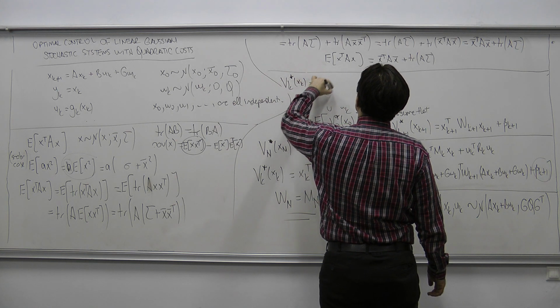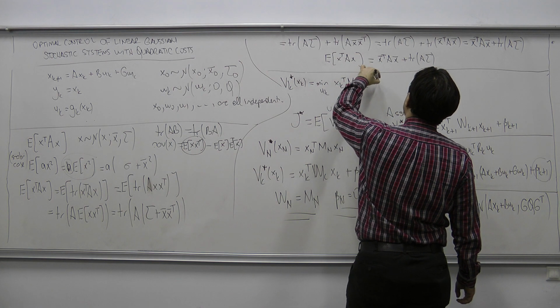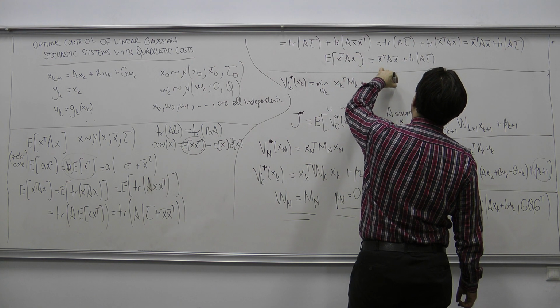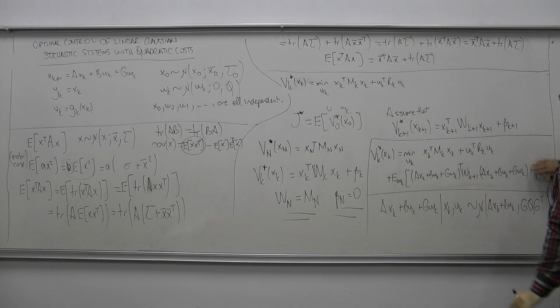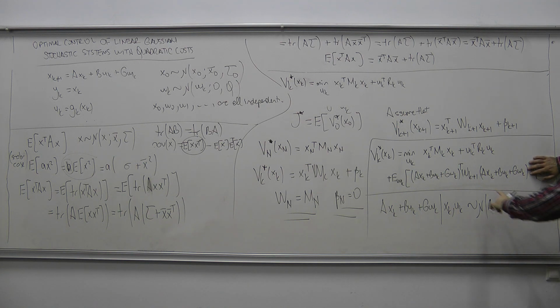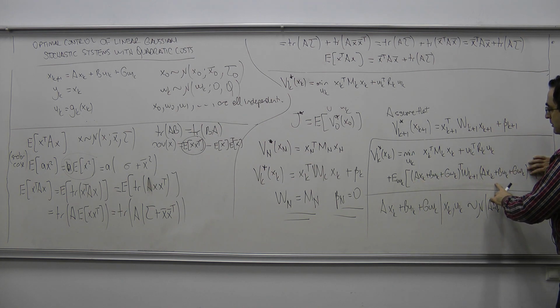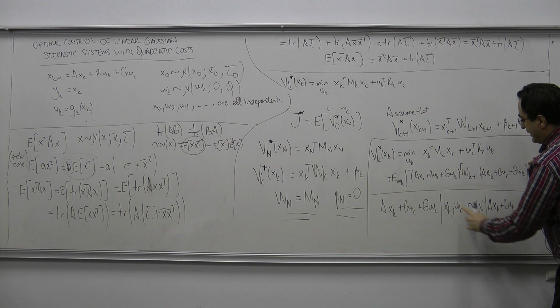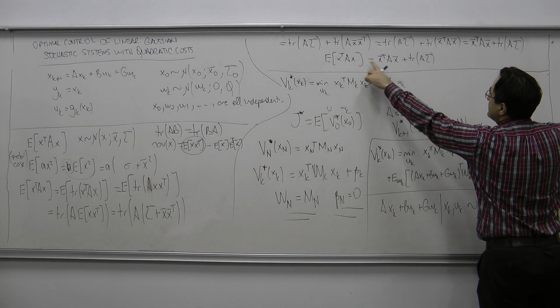Minimize with respect to uk, xk transpose mk xk plus uk transpose rk uk plus this expected value. The expected value of beta k plus 1 is itself, so I only have to take the expected value of this thing. Okay? And this is a quadratic form, and this variable has mean given like this and the covariance given like this. So I use this expression.